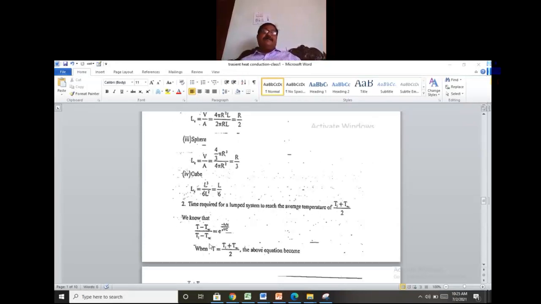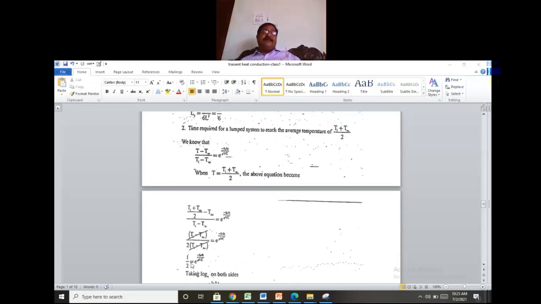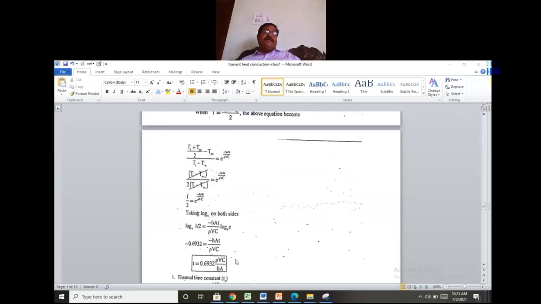We know that the temperature distribution (T minus T infinity) divided by (Ti minus T infinity) is equal to e to the power of minus hAt divided by rho Vc. When T is equal to (Ti plus T infinity) by 2, this equation becomes (Ti minus T infinity) by 2 divided by (Ti minus T infinity) equal to e to the power of this term. Here Ti cancels, so 1 by 2 is equal to exponential to the power of minus hAt divided by rho Vc. Taking the log on both sides, you will get t is equal to 0.6932 rho Vc divided by hA.